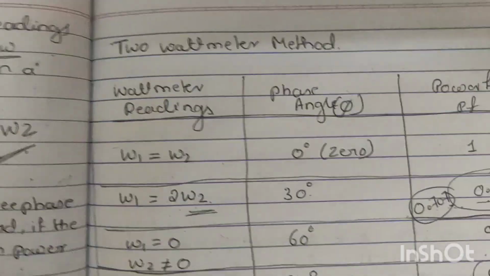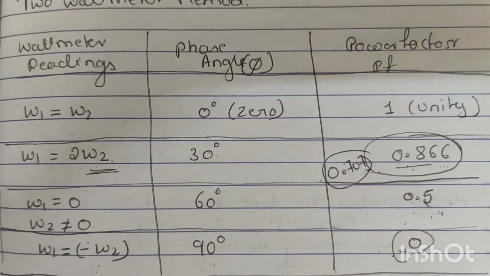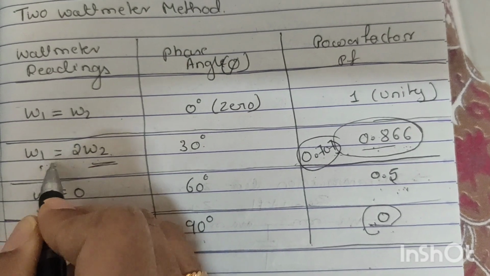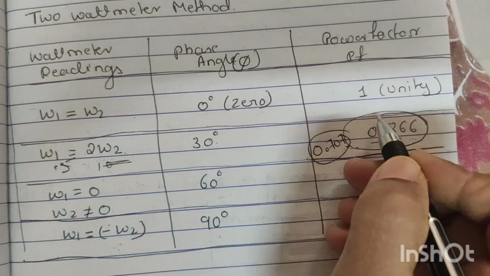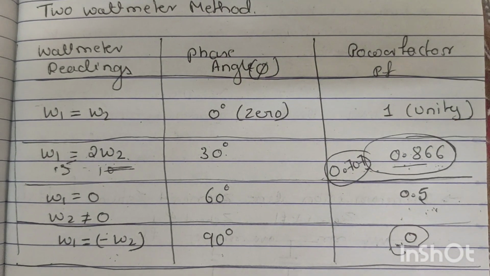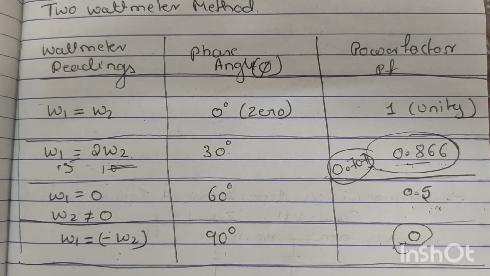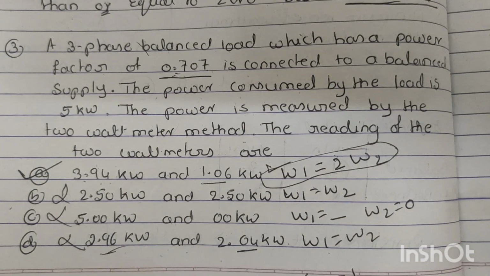The only thing is you have to remember this table and relate the readings. If they give the wattmeter 1 reading as 5 and the wattmeter 2 reading as 10, like that, then they may ask what the power factor and phase angle are. So you have to relate the wattmeter readings, phase angle and power factor. If they ask an in-between value like this 0.707, you can answer.